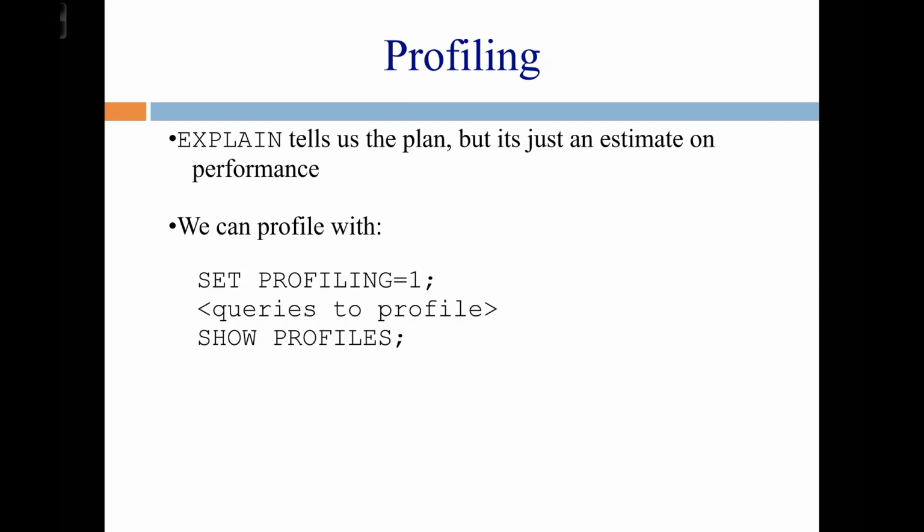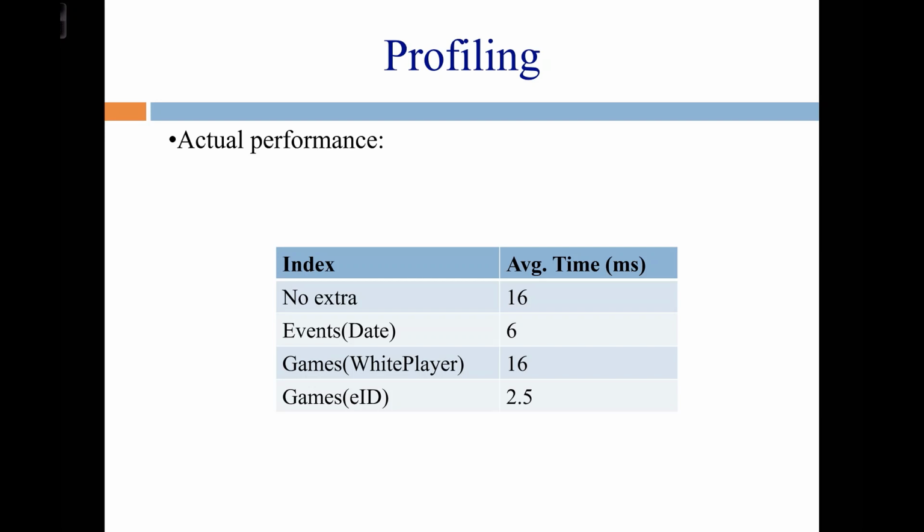And I actually did this for that select query that we were playing with and changing the indexes on. I ran the query a few times and took an average. With no extra indexes, it was taking about 16 milliseconds on average. With an index on events.date, it was taking about 6 milliseconds on average. And with the index on games.white_player, it turns out it didn't appear to really help at all.